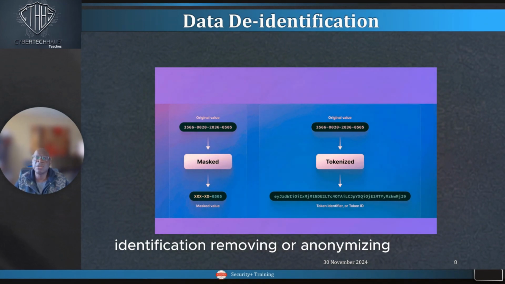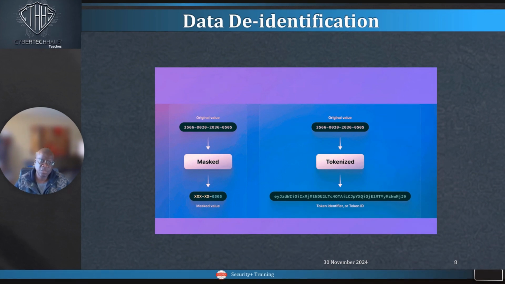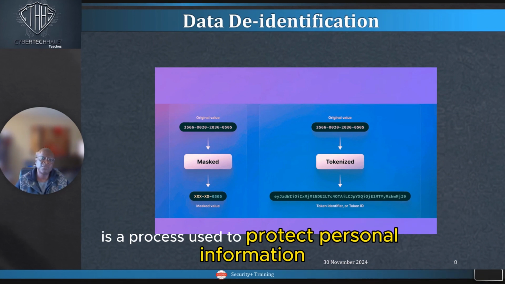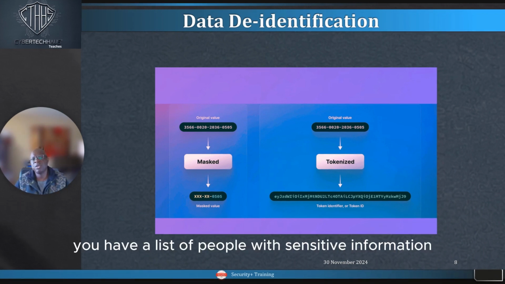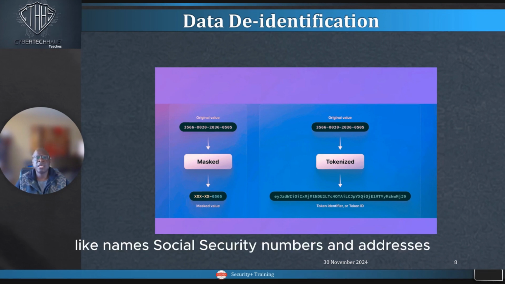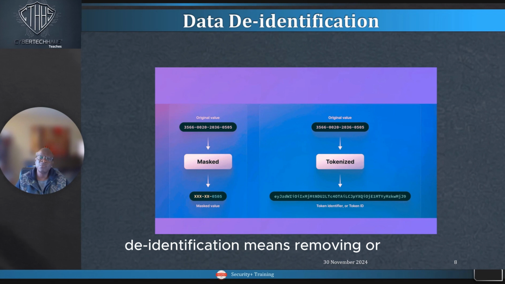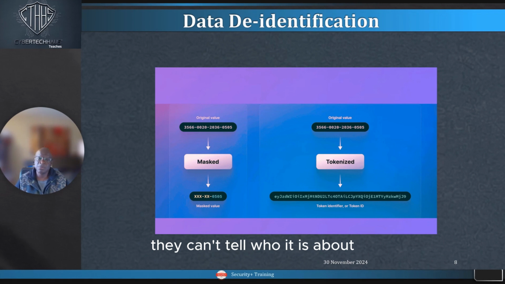De-identification, removing or anonymizing identifiable information from data to protect privacy. Data de-identification in cybersecurity is a process used to protect personal information. Here is a simple way to understand it. Imagine you have a list of people with sensitive information, like names, social security numbers, and addresses. De-identification means removing or altering the parts of that data that could directly identify someone, so that even if someone sees the information, they can't tell who it is about.